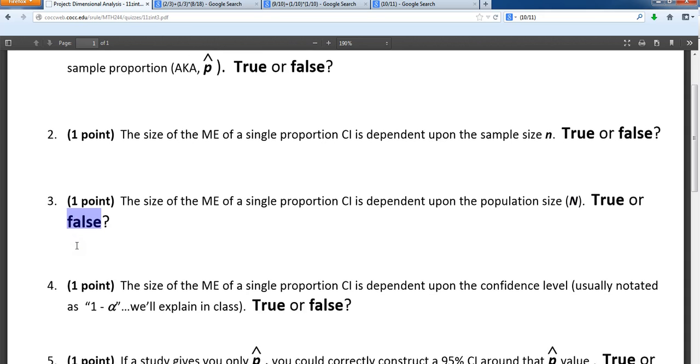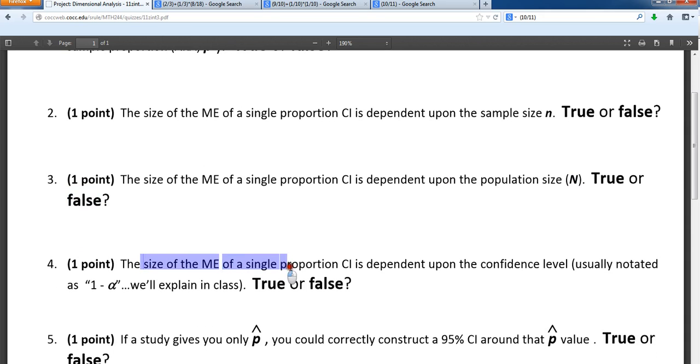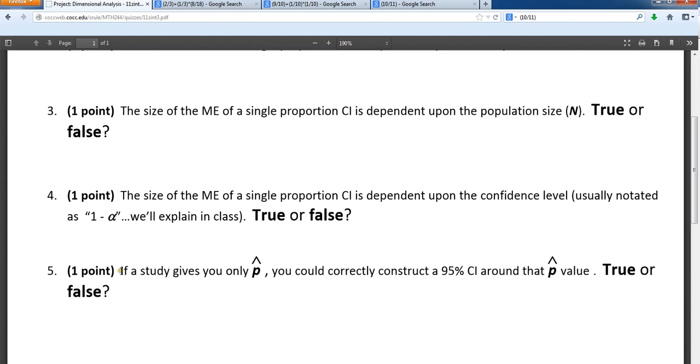Totally cool. The size of the margin of error is dependent upon the confidence level. It sure is. That's definitely true. We've seen that in class. Depending on how confident you want to be, that alters the overall size of the interval because of that z multiplier again. All right. If a study gives you only p hat, you could correctly construct a 95% confidence interval.